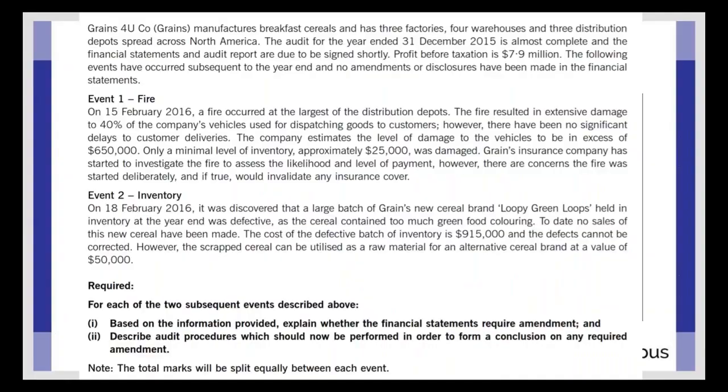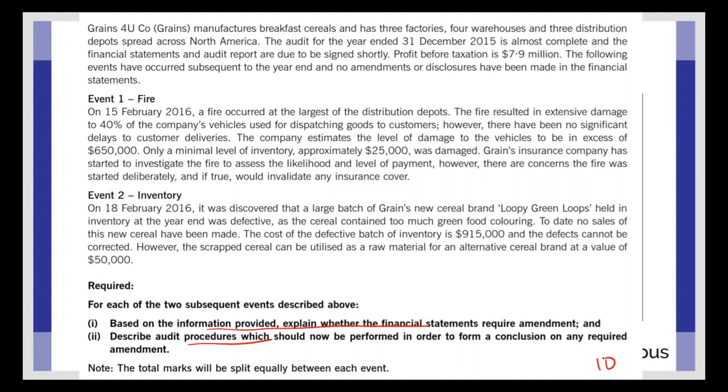Now, listen to this very, very carefully. I need you to be very careful that for each event, you have to tell me whether the financial statements require adjustment or not, and you'll have to tell me the audit procedures as well. The mark allocation is not visible. I can let you know right now. So that the mark allocation is 10. So 5 marks for event 1, 5 marks for event 2. We will discuss each event separately. Event 1, adjusting, non-adjusting, the level of adjustment, materiality, and the procedures.